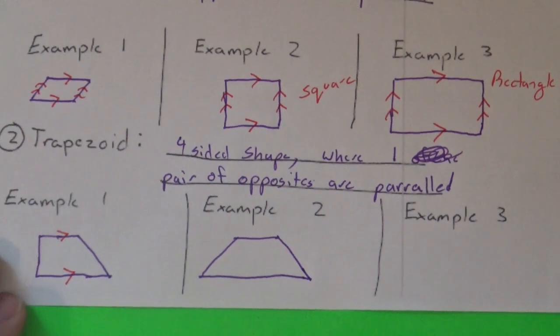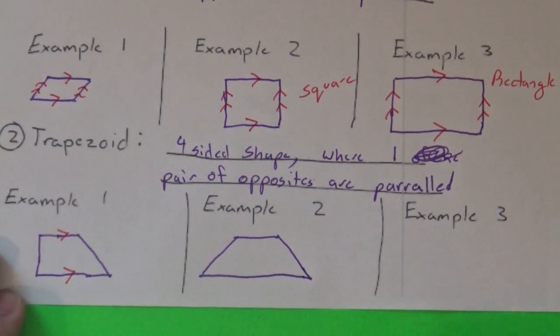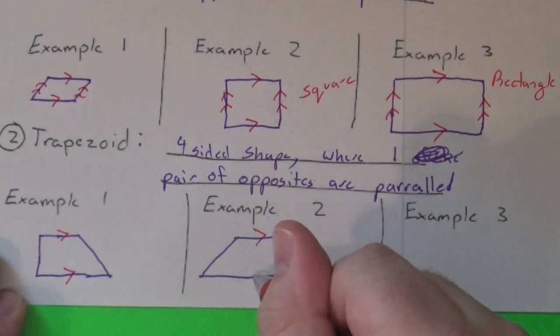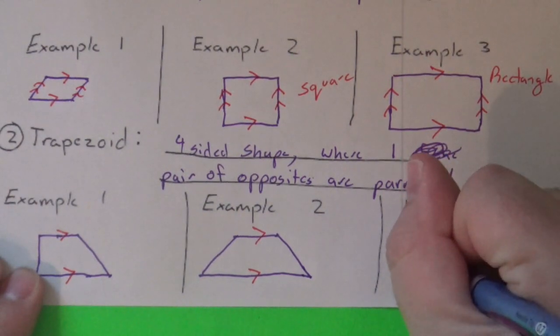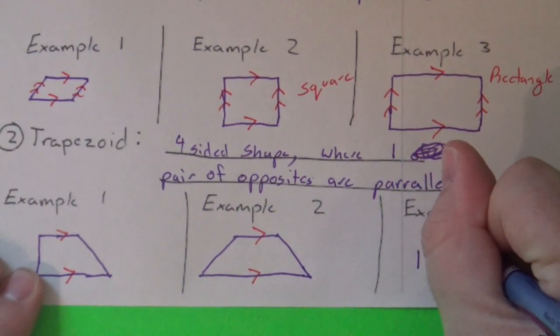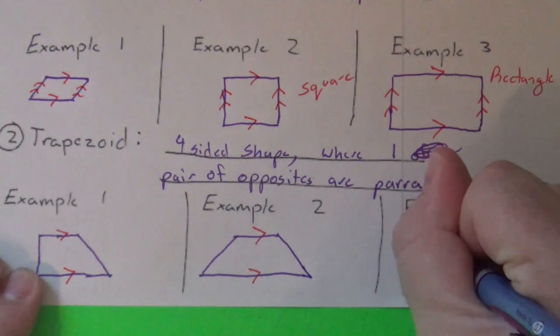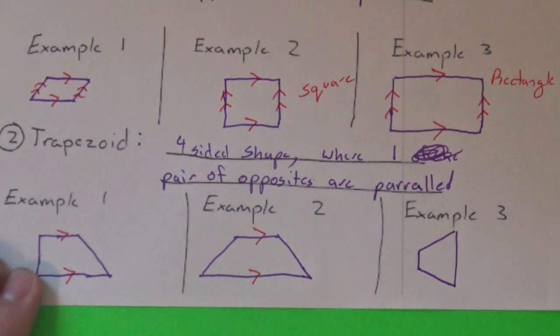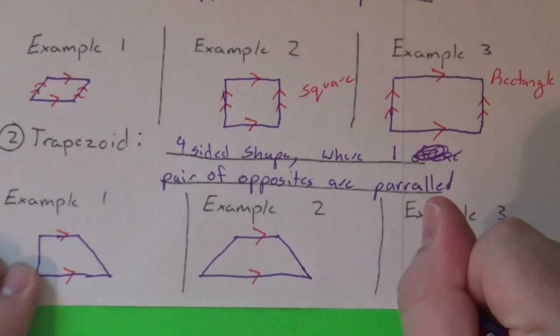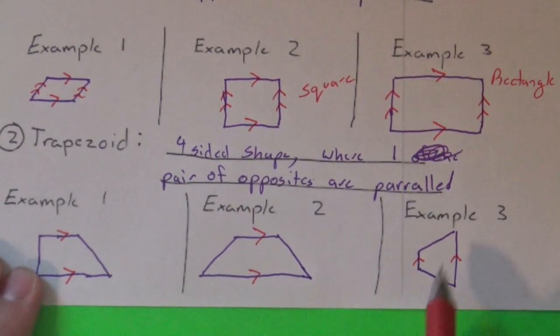All right, this second one doesn't even look like the first one at all, but it still remains true. The top and the bottom, there are my opposite sides. They're parallel, but the left and the right, they're not. Let's do one more. Okay, my opposite sides happen to be my left and my right, which are parallel, but the top and the bottom of this particular case are not.